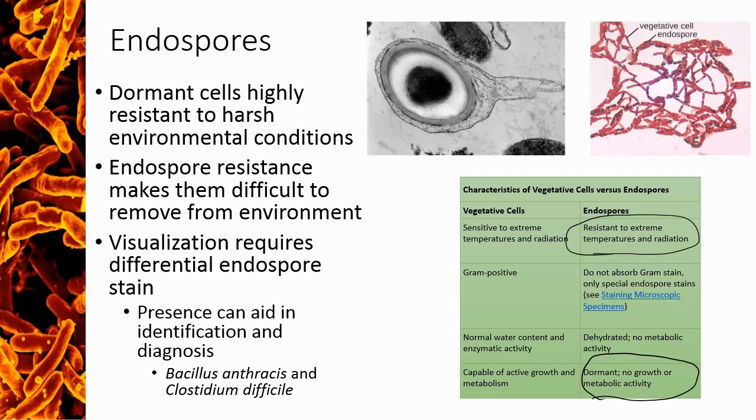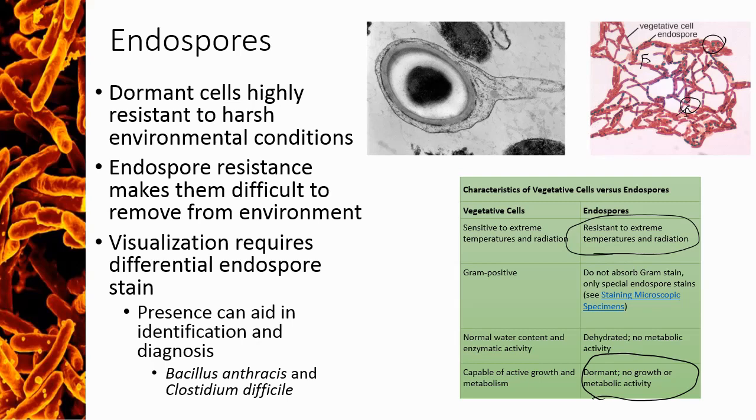You can visualize endospores if you do an endospore stain. They will appear as small green circles, seen here in this image, inside the red vegetative cells. A vegetative cell is just another word for the metabolically active cell.